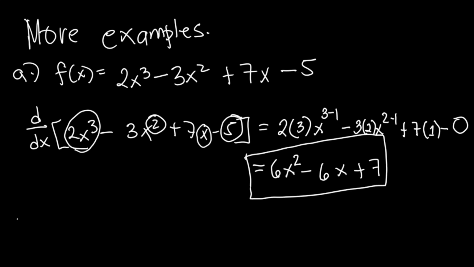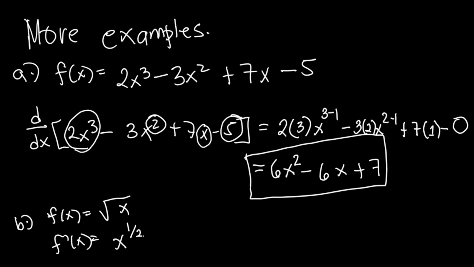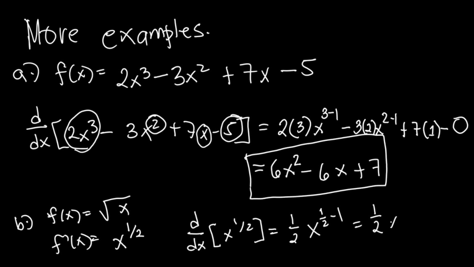How about letter B? F of x is equals to the square root of x. So, we all know that square root of x is also equals to x raised to 1 half. So, let's get the derivative of x raised to 1 half. So, we have d over dx of x raised to 1 half. So, again, bababa mo lang yung exponent, which is 1 half. Then, x 1 half minus 1. So, therefore, we have 1 half x raised to negative 1 half.